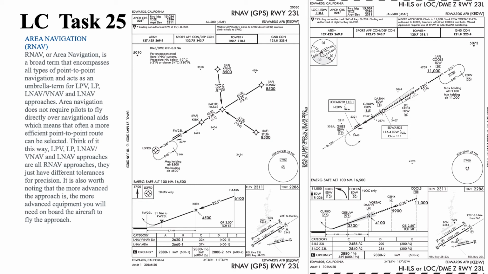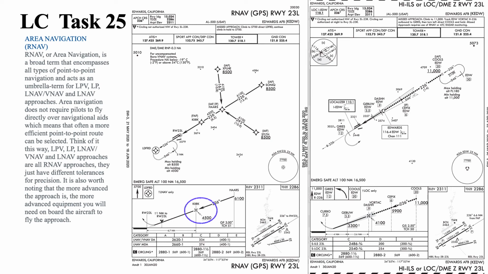So now we're going to get into an RNAV or GPS type of approach. RNAV, or area navigation, is a broad term that encompasses all types of point-to-point navigation and acts as an umbrella term for those types of approaches listed. Area navigation does not require pilots to fly directly over navigational aids, which means that often a more efficient point-to-point route can be selected.